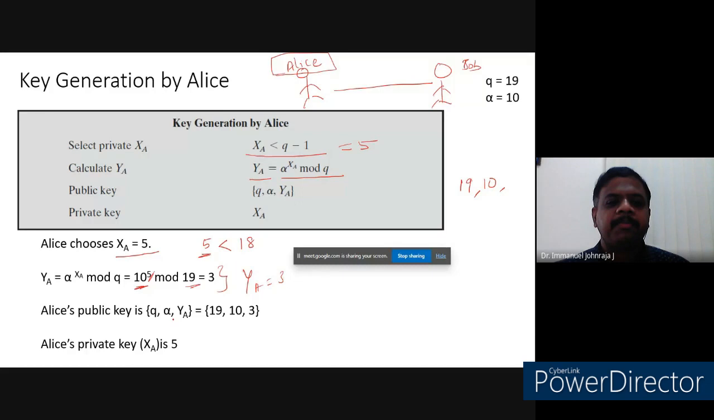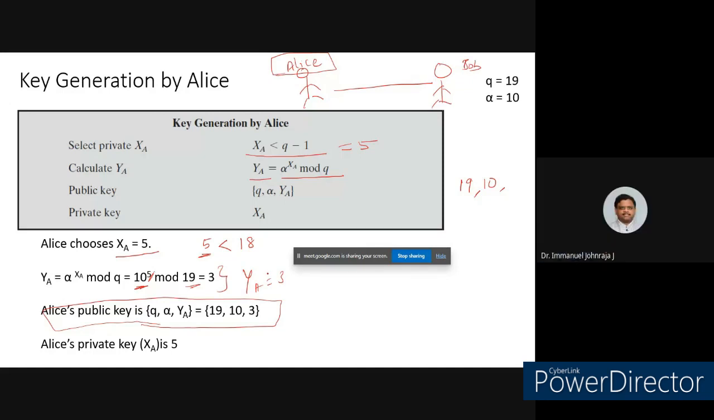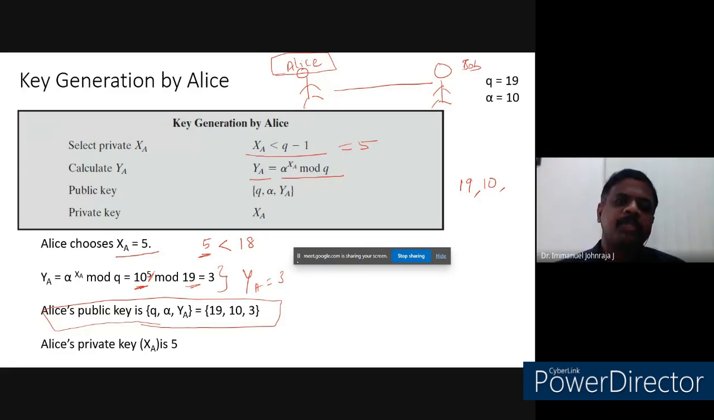Now Alice's public key is Q, alpha, YA. This combination you should remember. So the public key is Q, alpha, and YA. In our Diffie-Hellman key exchange, if you remember, the public key was only YA, which was then exchanged to find the value of K. If you recall even our RSA algorithm, the public key was the value e as well as n, where n was p multiplied by q. So here there are three values taken for our public key.